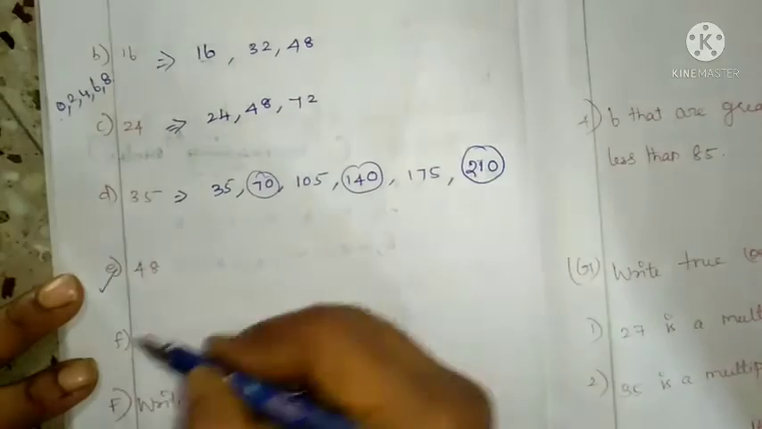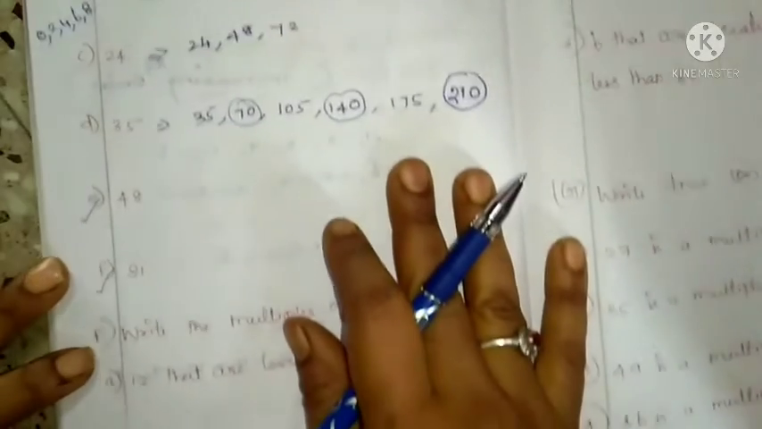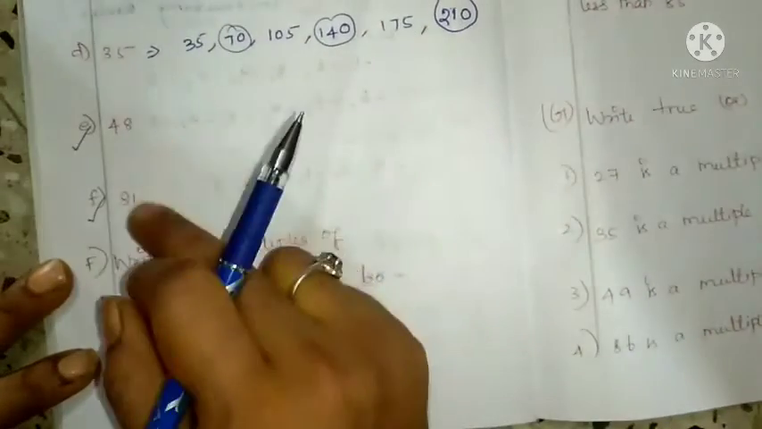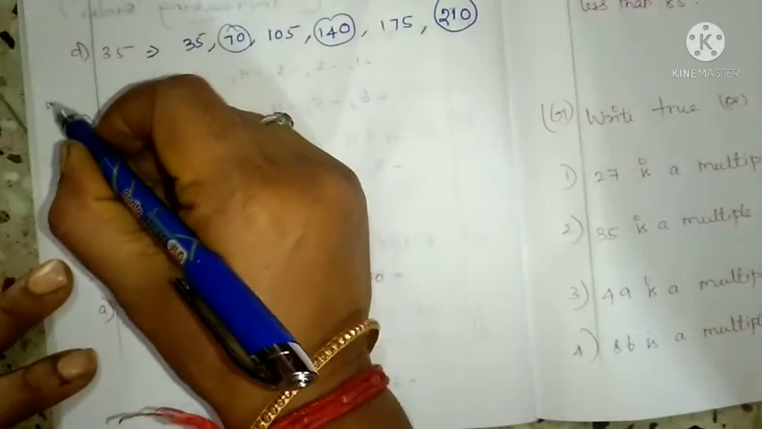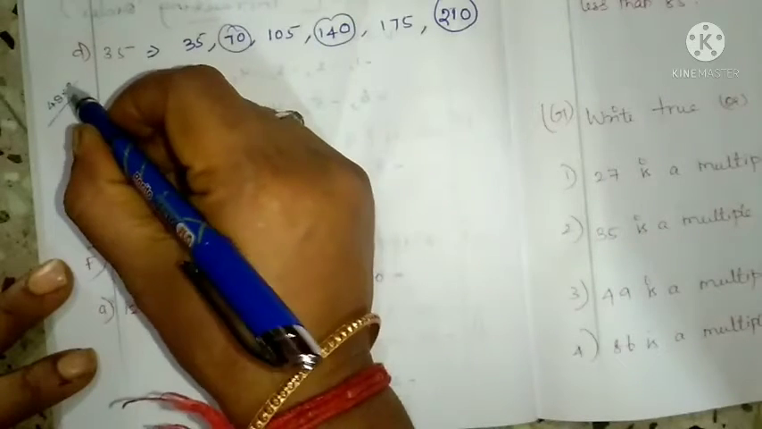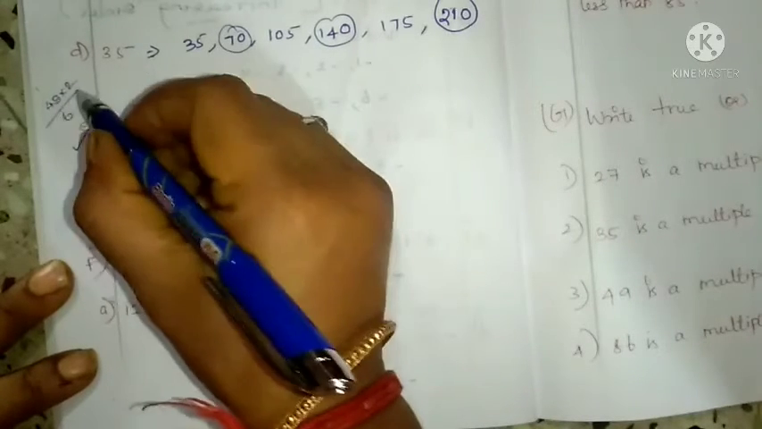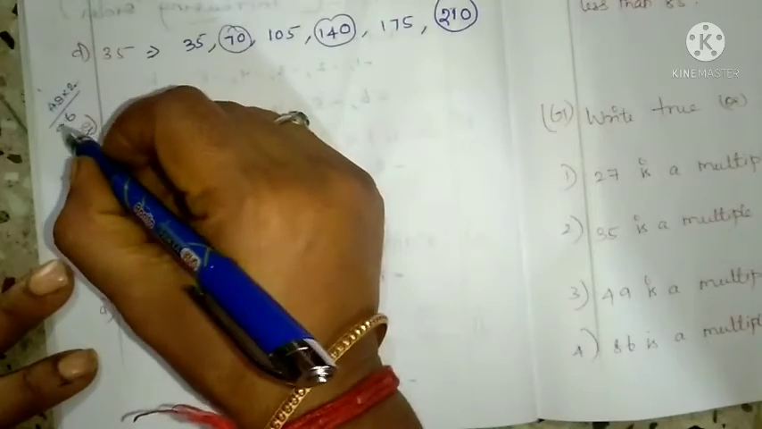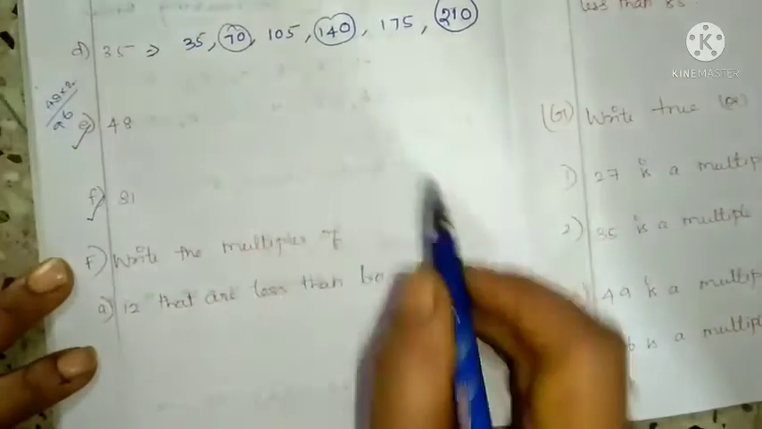Okay, you try for the 48 and 81 tables. It is a bigger number, so you can do like this. 48 twos: 2 8s are 16, remainder 1, 2 4s are 8 plus 1, 96. So like this you find out and write for the greater number.